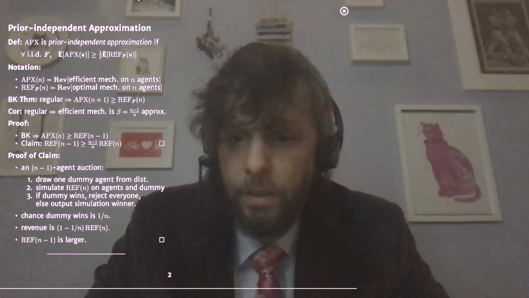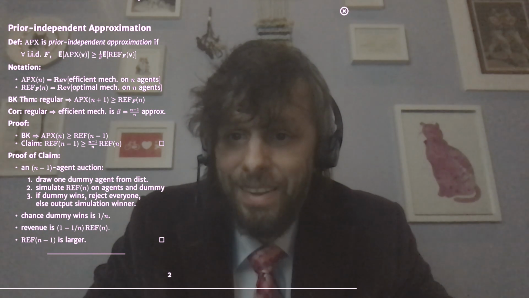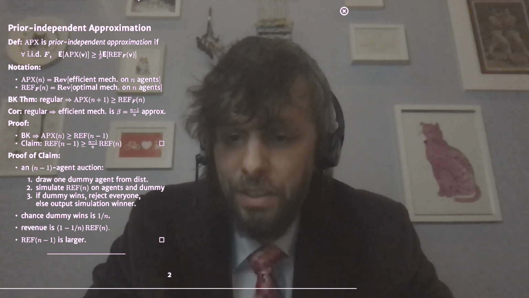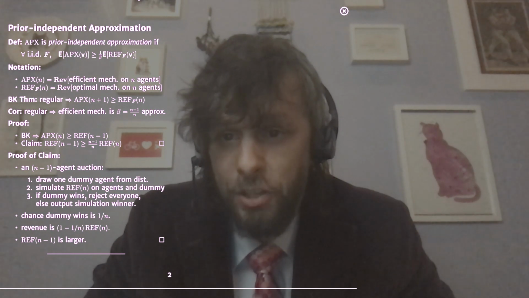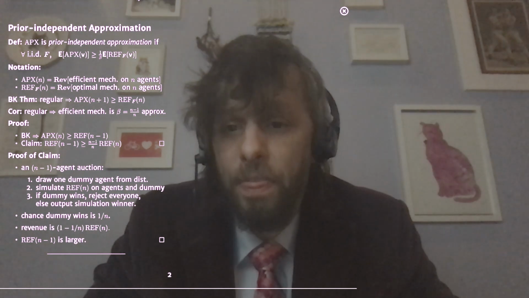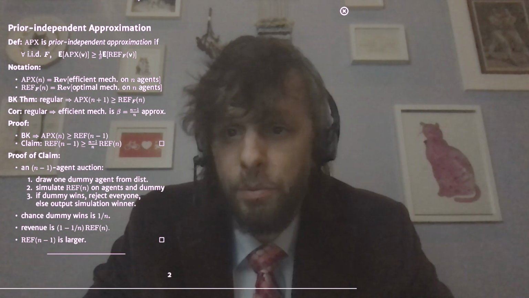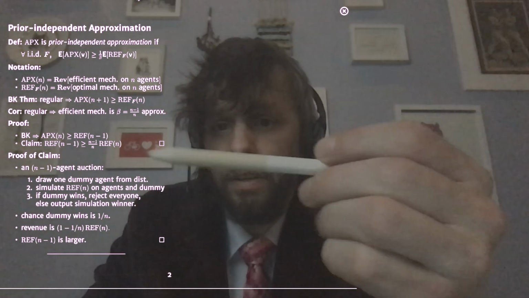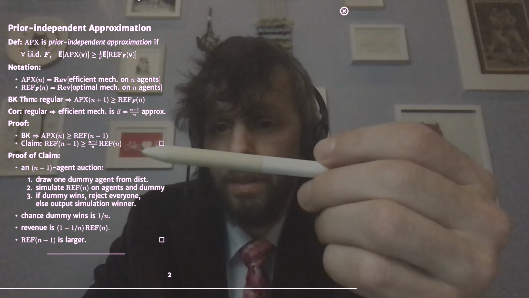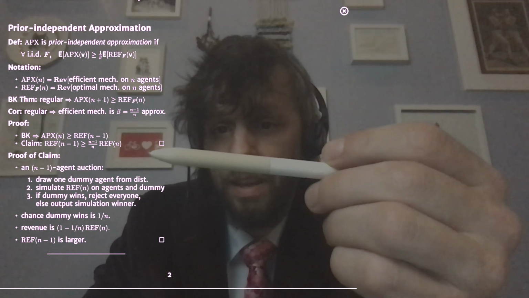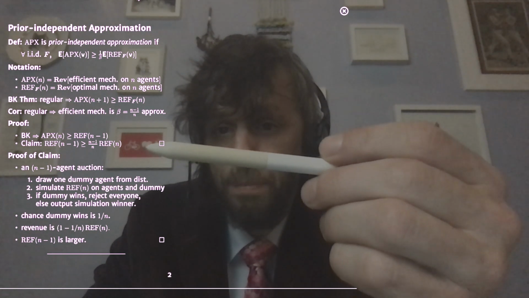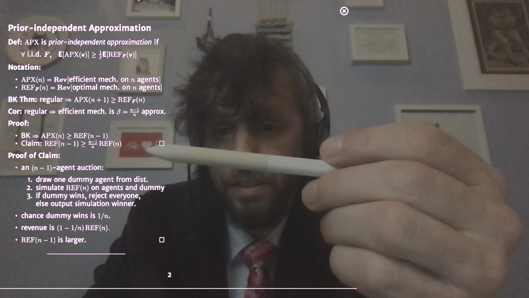Well, this was an n minus 1 agent auction. Of course, the optimal auction for n minus 1 agents has larger revenue. Thus, we've concluded our theorem that the optimal mechanism on n minus 1 agents is an n minus 1 over n approximation to the optimal mechanism's revenue on n agents.